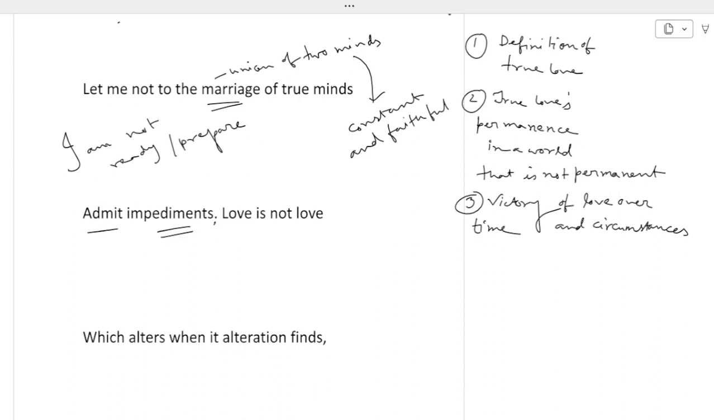And now this "admit impediments" has a reference to that oath that is taken in the marriage ceremony. During the marriage ceremony, in the part of the oath: if any of you know cause or just impediment why these two persons should not be joined together in holy matrimony, then declare it. So the poet speaker is referring to that oath that is declared during the marriage ceremony.